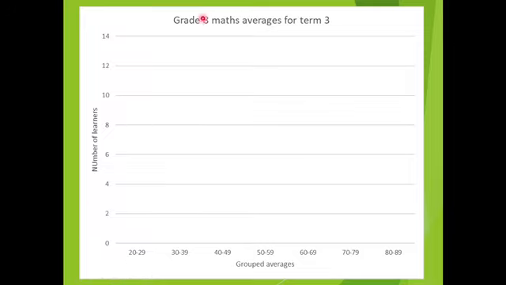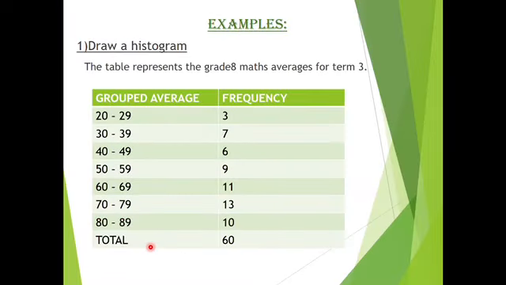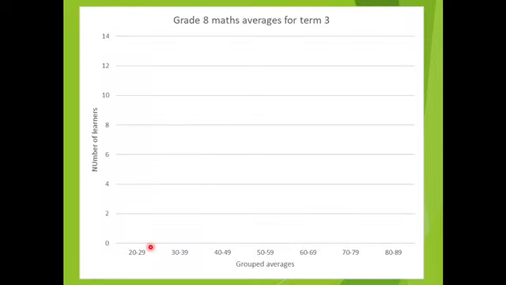First thing is, you need to provide a heading for your graph. You get 1 mark for providing a heading. You also need to provide axes headings. Here you'll see number of learners and here's grouped averages. That's another 2 marks. Then you have to put your grouped data at the bottom. You'll see it's exactly like its grouped averages over here. It's exactly the same at the bottom.